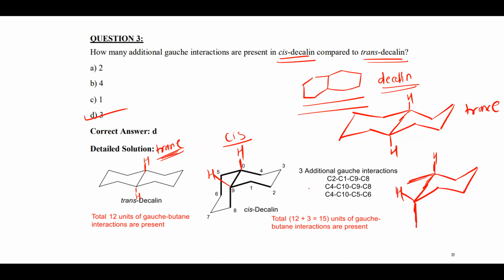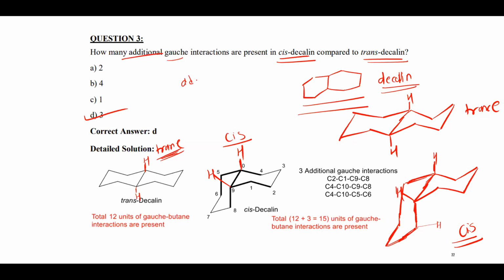So how will it be? You can draw in this fashion or in this fashion. But if you see this, it is directed this side, so this side carbon is axial, this side hydrogen is axial. If you want to complete the remaining cycle, so this is the cis-decalin. And the question is, how many additional gauche interactions?